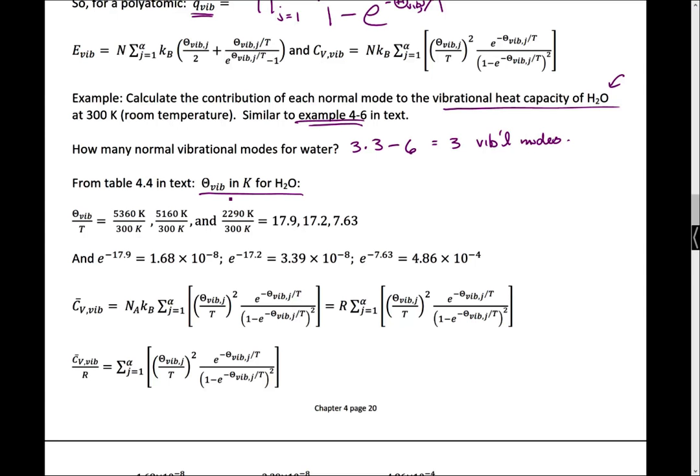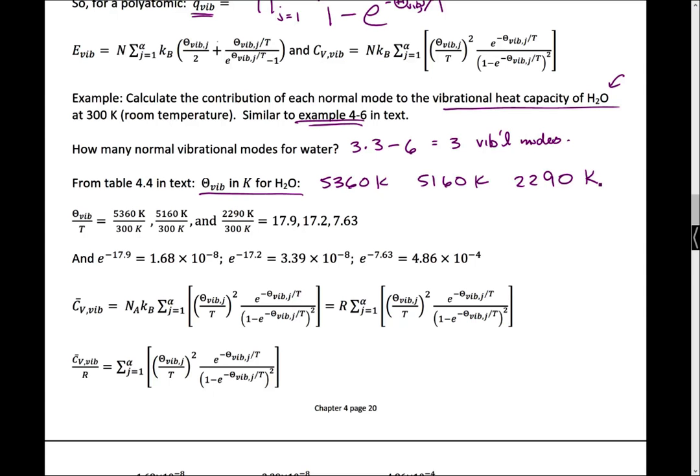So we go to a table, right, and again, big picture. We can find a table that has vibrational temperatures for water. We know that comes from fundamental frequencies for water, which means these all come from vibrational spectroscopy. Okay? And those 3 values that are listed there are 5360 Kelvin, 5160 Kelvin, and 2290 Kelvin.